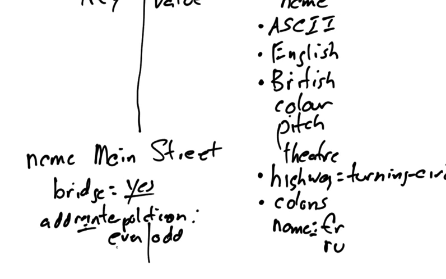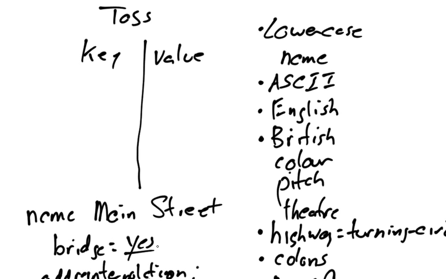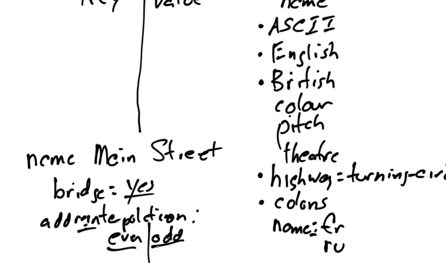But the allowed values are both lowercase, and if there were spaces, they'd have underscores. So it's the same thing. And again, these values are lowercase, they're in ASCII, they're in English, British spelling, British terminology, and they use underscores. And let's see, what else do we have?